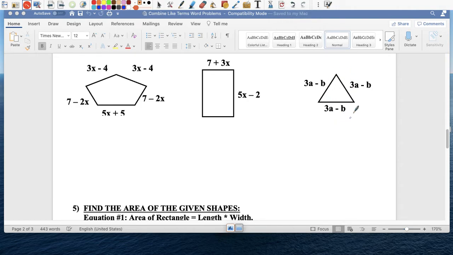Triangle, it's an equilateral triangle, 3a minus b. All the sides are the same, so let's just multiply by 3. 9a minus 3b.